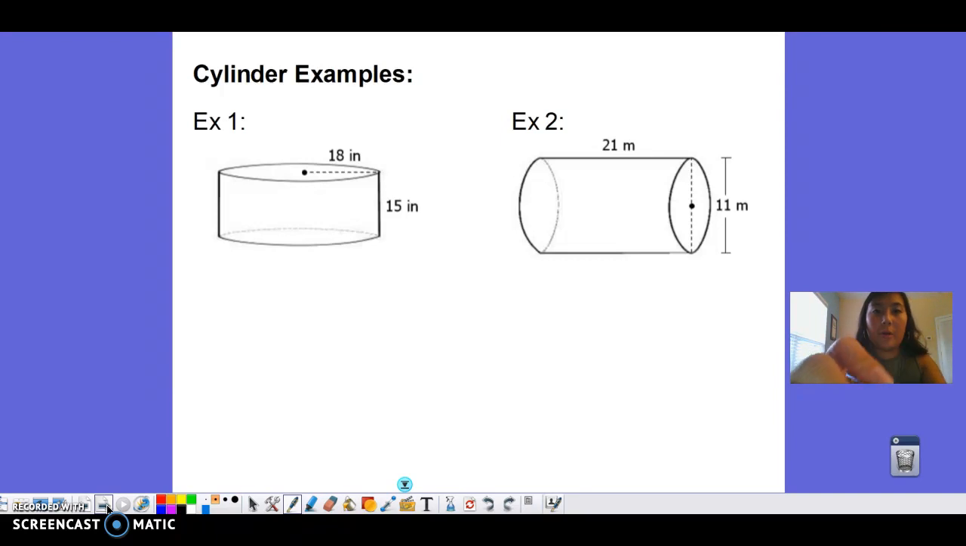So again, our volume formula is pi r squared times the height.